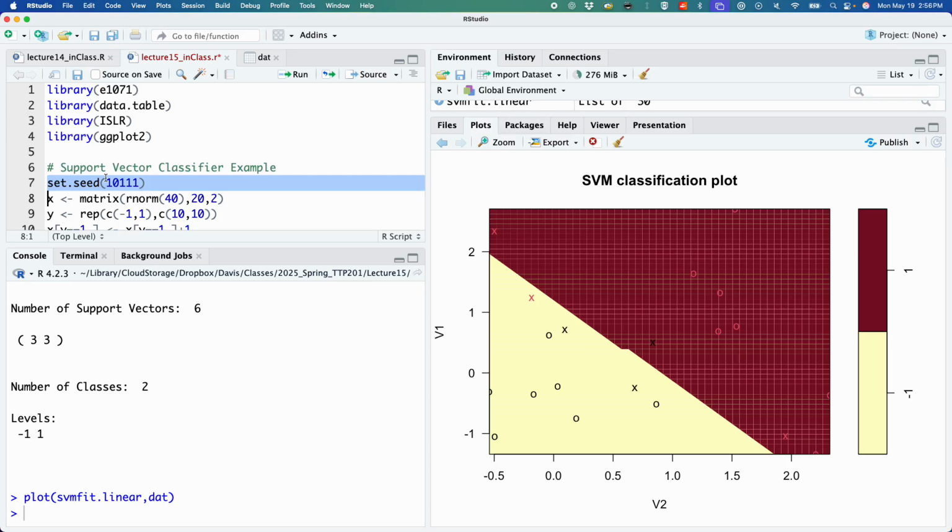getting, could not find function SVM. Ah, that's because you need library E1071. Yeah, I got no package is called. Is anyone else having that issue? Is it like a specific package? Yeah, it should be. Called E1071? Yeah. Okay, I'll help you in just a second.